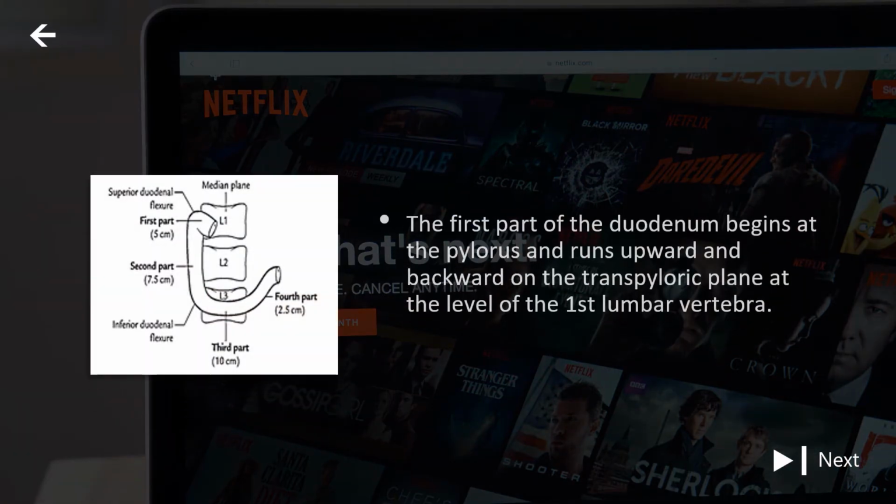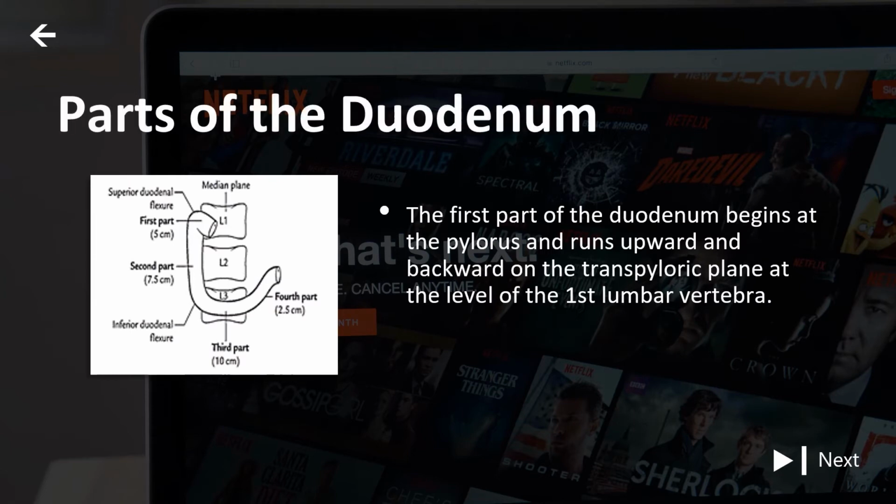The first part of the duodenum begins at the pylorus and runs upward and backward to the transpyloric plane at the level of the first lumbar vertebra.